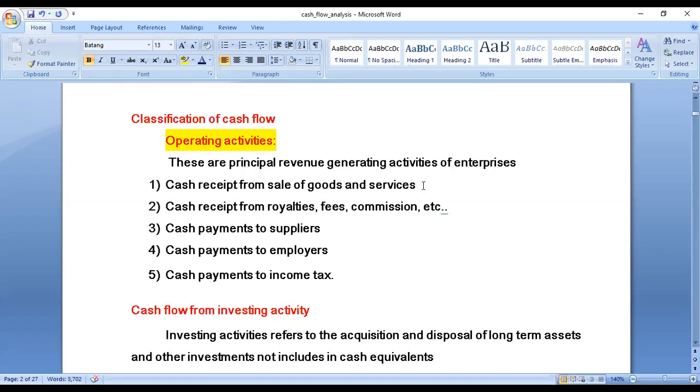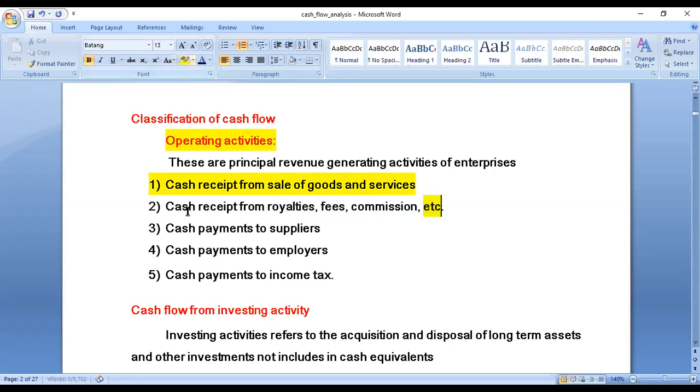This is the major source to each and every enterprise for generating cash: receipts from sale of goods and services, cash received by way of sale of goods and services. Second point, cash receipts from royalties, fees, commission, etc. Cash received from royalty, fees, commission, etc. It is also an operating activity.